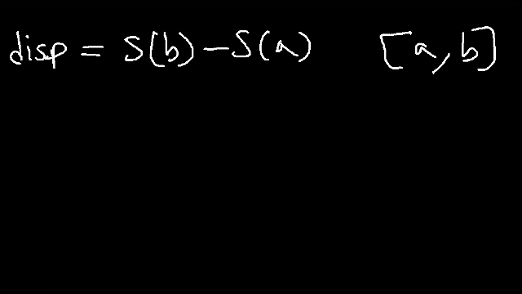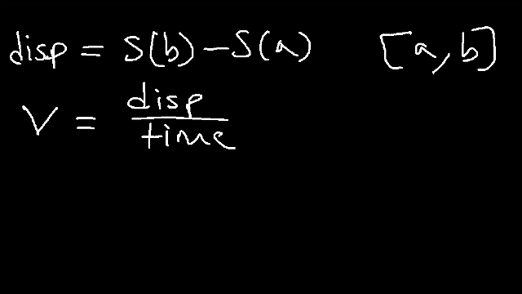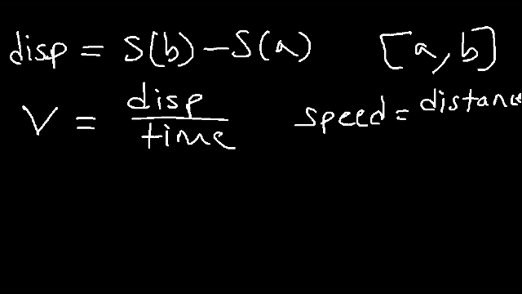Now what about velocity? How can we find that? Velocity, which is associated with speed, is distance, or rather displacement divided by time. Speed is the distance divided by time. Let's be more specific. Average velocity is equal to the net displacement divided by total time. Average speed is the total distance divided by total time.